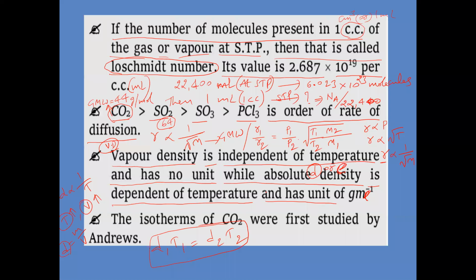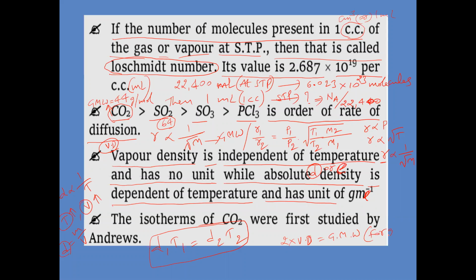So absolute density means mass upon volume. The ratio of the mass of the gas to the volume of the gas is called absolute density. Like this, density and temperature are both inversely proportional. But the vapor density of a particular gas is independent of temperature. And also remember, 2 into the vapor density of a gas is equal to the gram molecular weight.